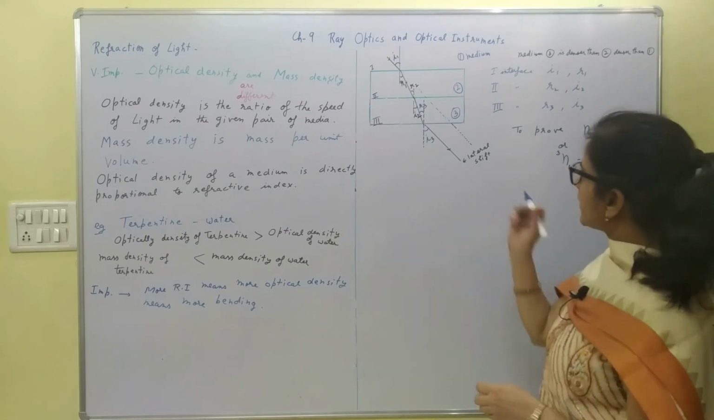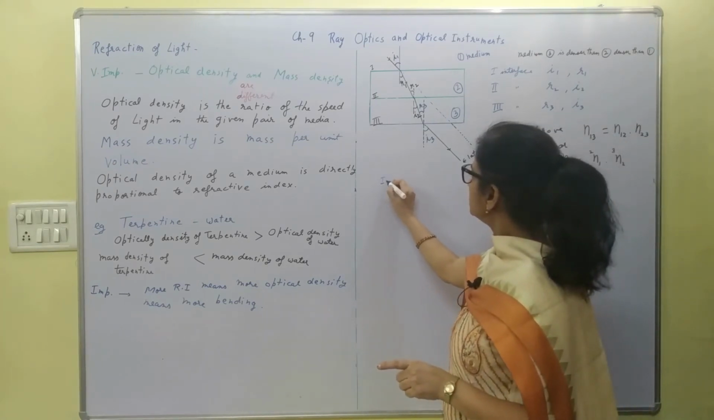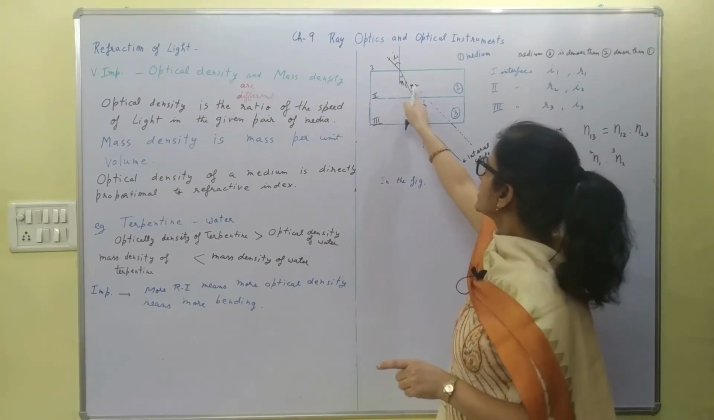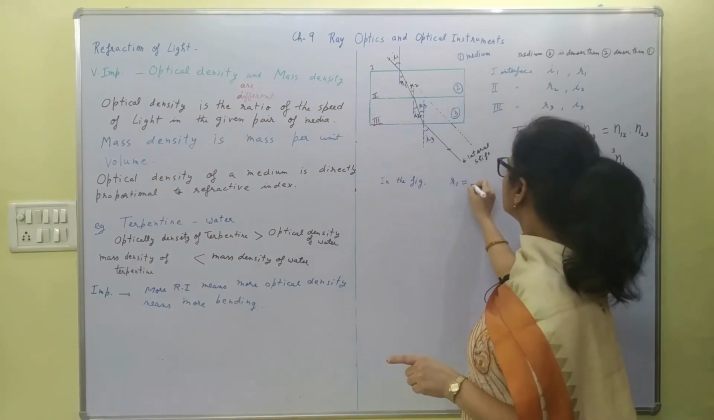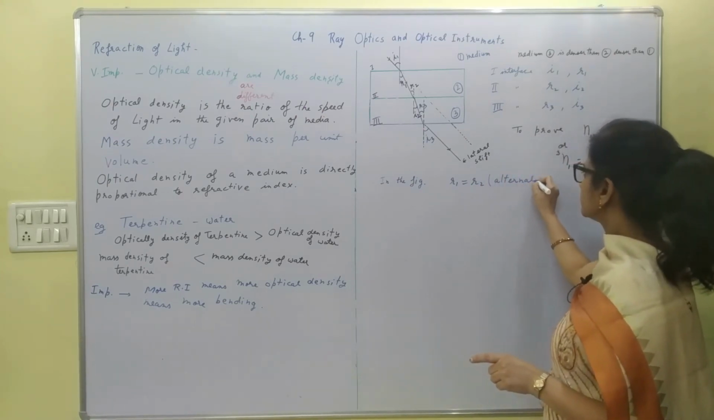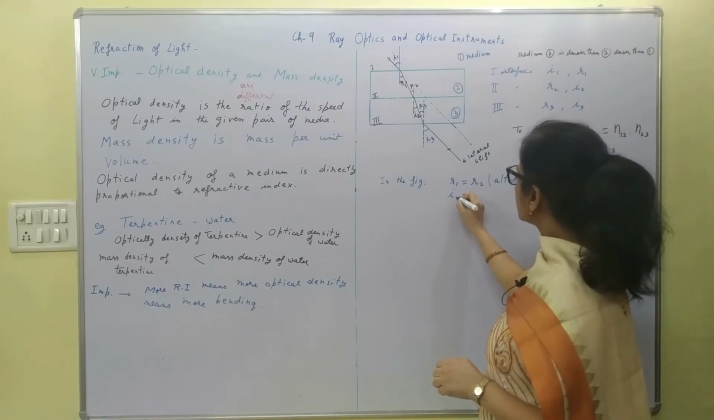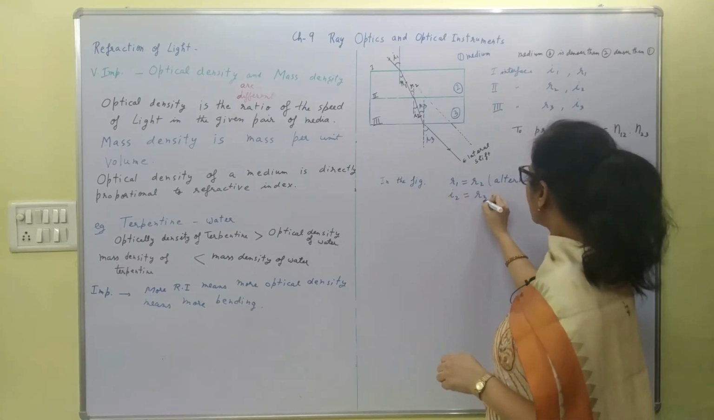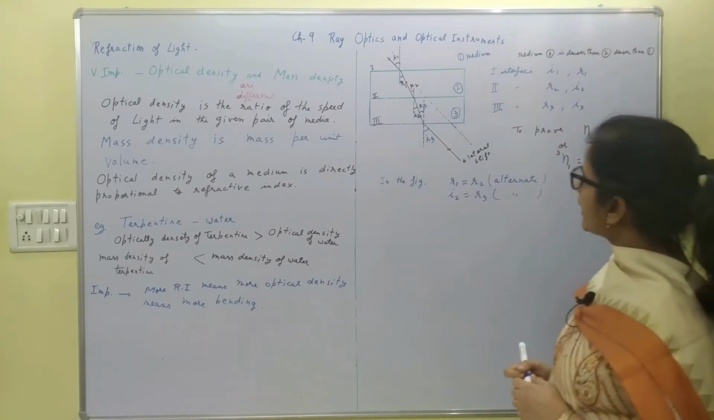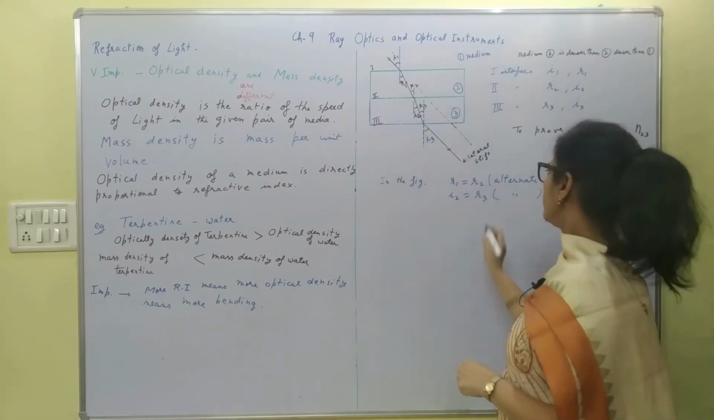Now look at this diagram. We know that in this diagram, R1 is equal to R2. These are alternate angles. And I2 is equal to R3. These are also alternate angles. And also the angle of incidence is equal to the angle of emergence.